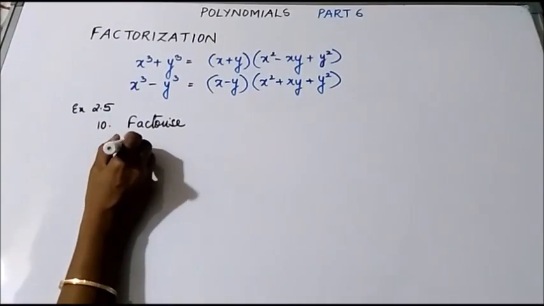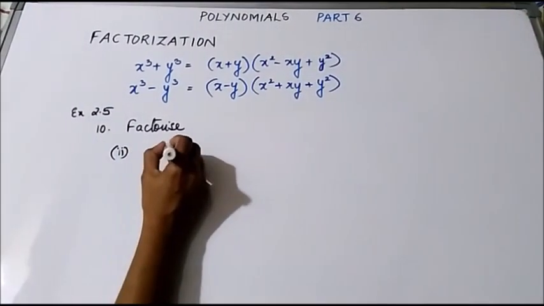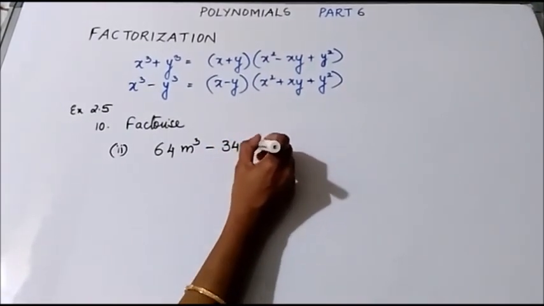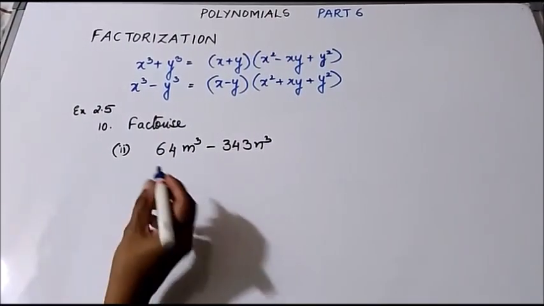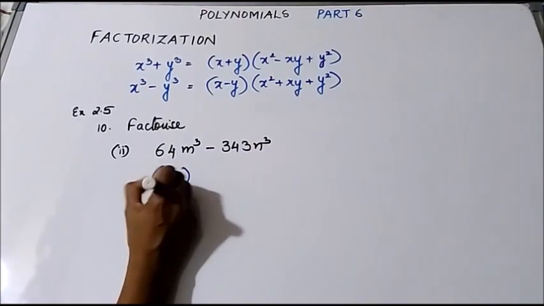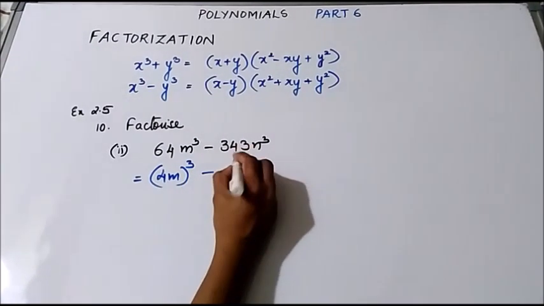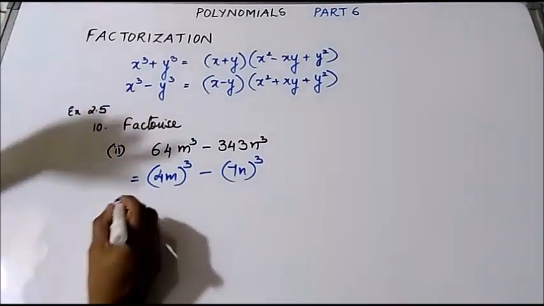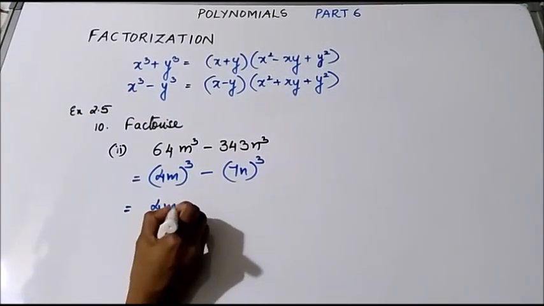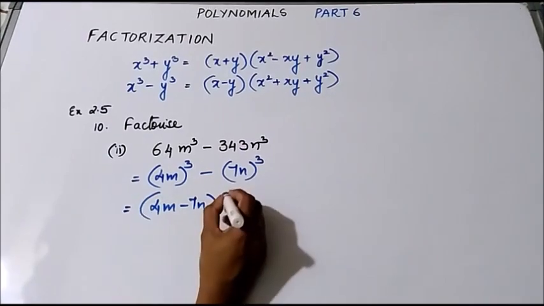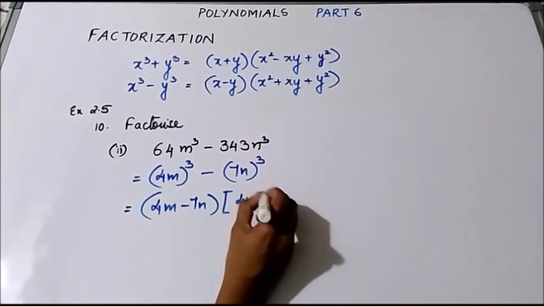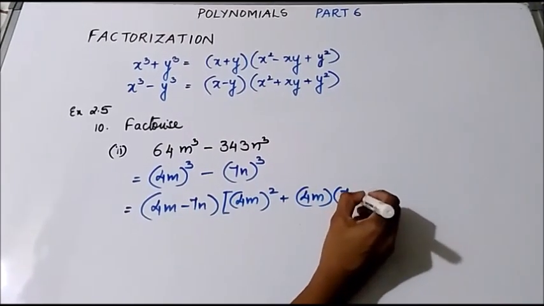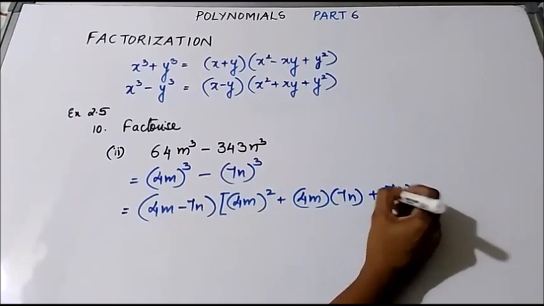Let's do the second question. That is 64m cube minus 343n cube. Now how can this be written? This can be written as 4m the whole cube, so 7n the whole cube. Which one will we use? We will use the second one. So we will get here 4m minus 7n into 4m the whole square plus 4m into 7n plus 7n the whole square.